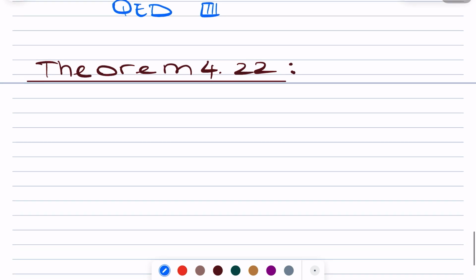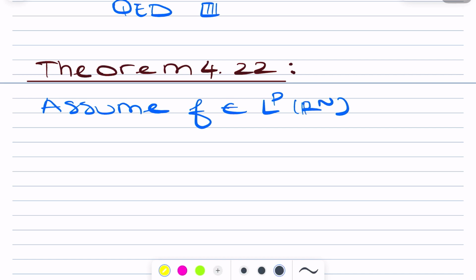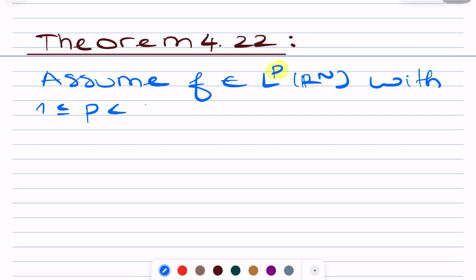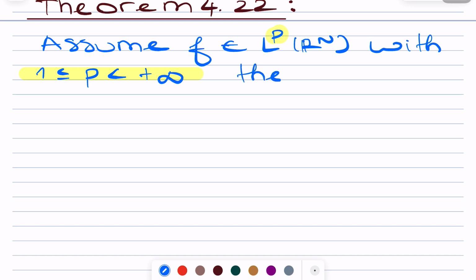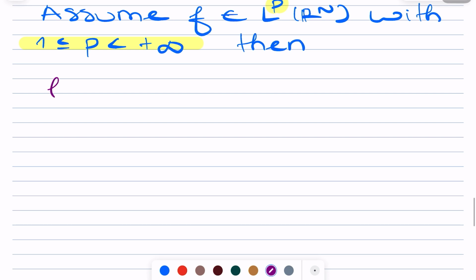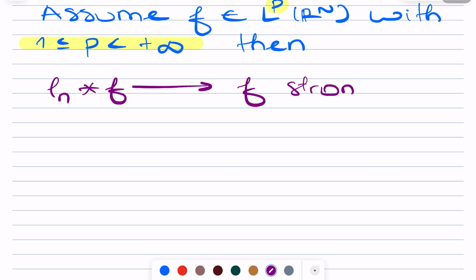So assume f is actually in Lp of Rn. It's a p-integrable function, so let me just write this. With, of course, p between 1 and infinity, strictly less than infinity. Then the sequence of modifiers rho n convoluted with f actually converges to f, strongly in Lp of Rn. So we have strong convergence. Okay, proof.